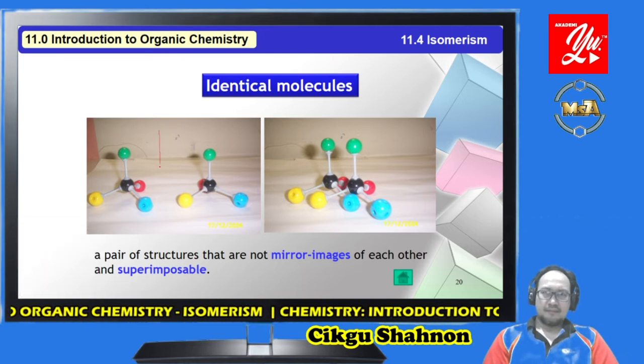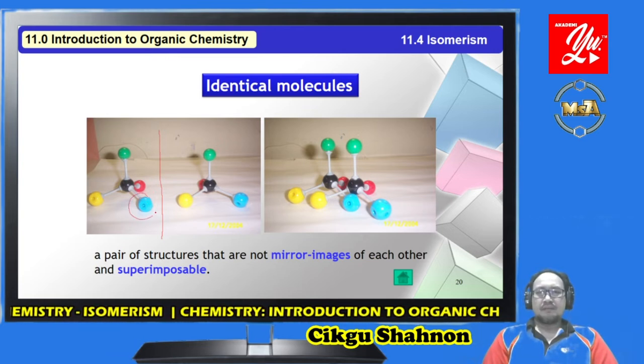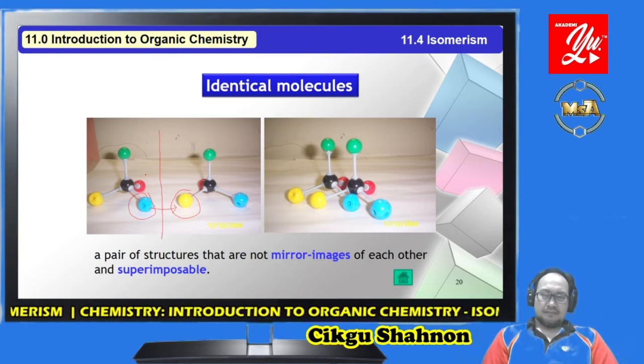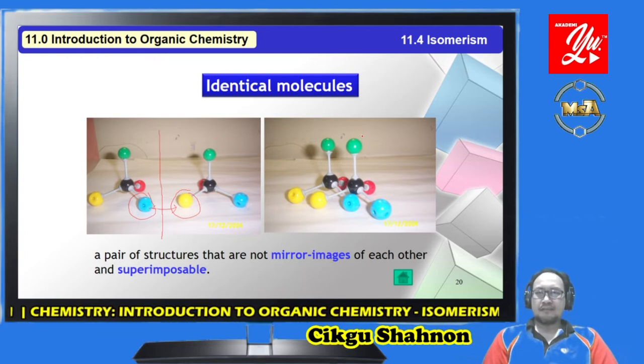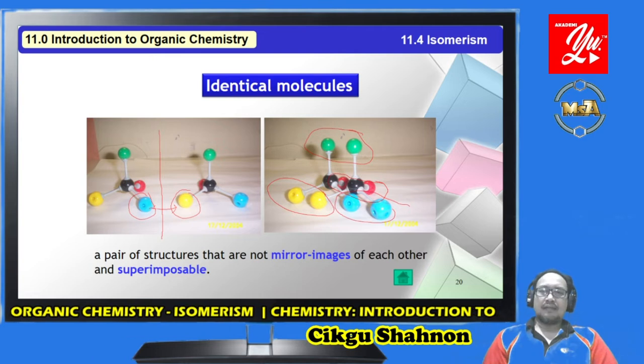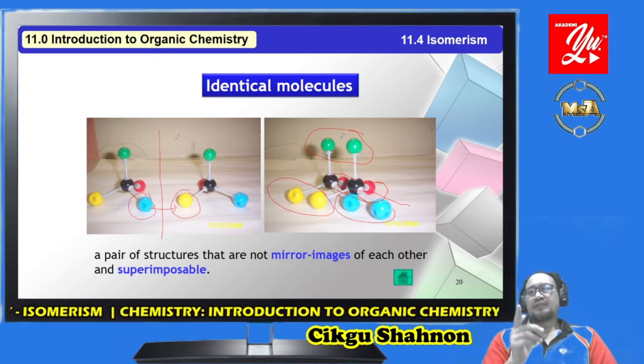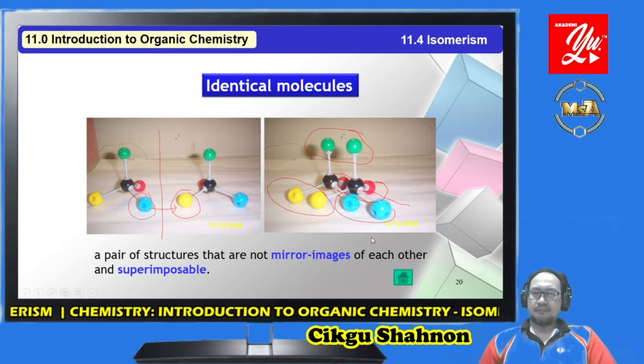Okay. Imagine that we have a mirror here, and this is not a mirror image because this is the blue one and this is green, so this is not a mirror image. When we try to superimpose, yes, this can be superimposed. Look at here, the green, the yellow, and the blue, and the green, the red one. Both of them can be superimposed. So this is not a mirror image of each other and it is superimposable. So this is an identical molecule.